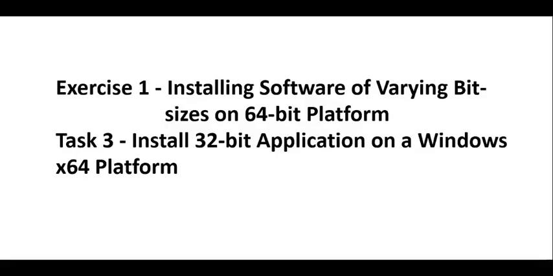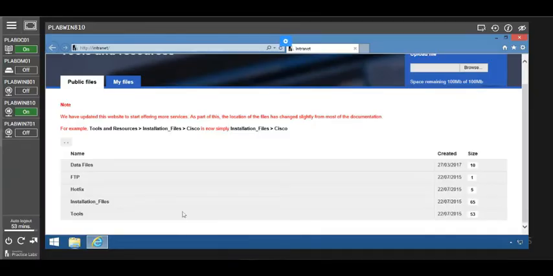Task 3, we're going to install a 32-bit application on a 64-bit platform. On the last task, task 2, we installed a 32-bit device driver on a 64-bit platform, which is not compatible and didn't run. So on this task, we are going to install a 32-bit application which is compatible in a 64-bit platform. Now we are going to jump into our portal, and we're going to do that on our Windows 8 machine. So back to our Internet Explorer page.